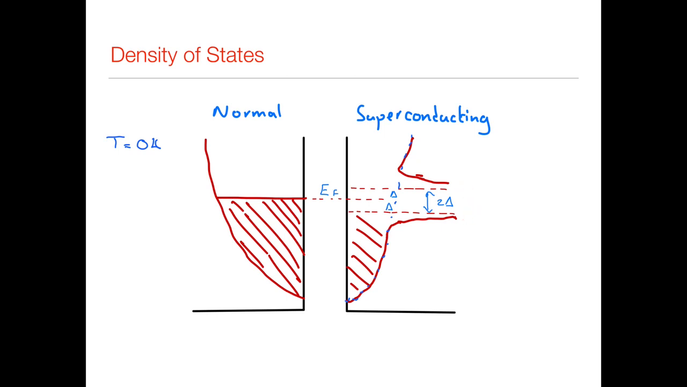And so if we shone light on it that was smaller than this gap, the light wouldn't be absorbed. Then once we shine microwaves of a high enough energy, the microwaves will be absorbed, because they can excite a Cooper pair to be broken into two normal electrons and be excited across this gap.